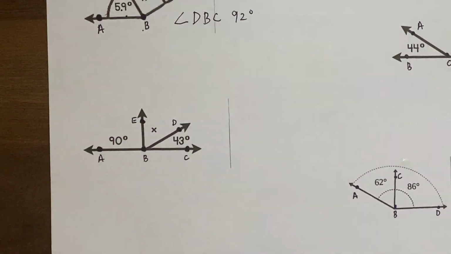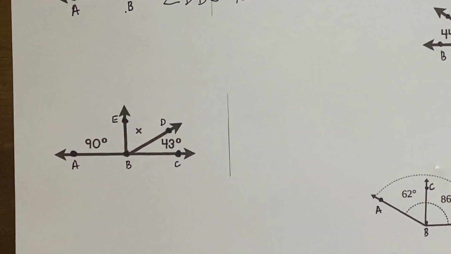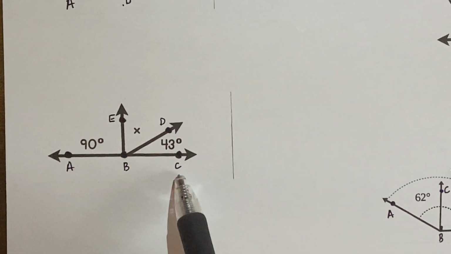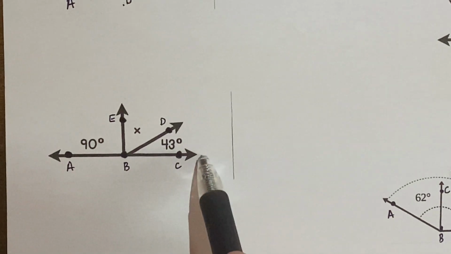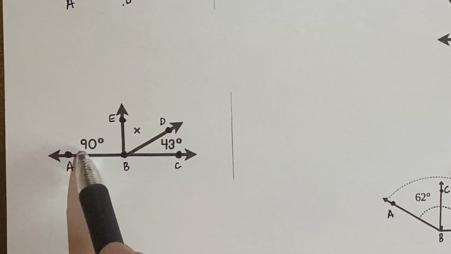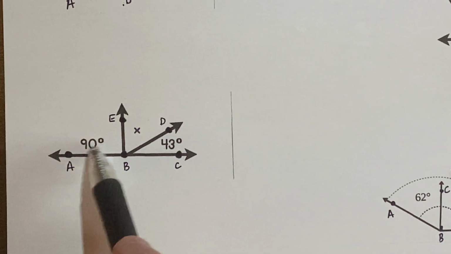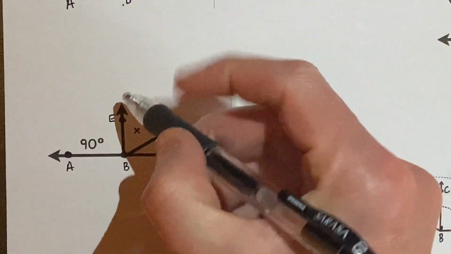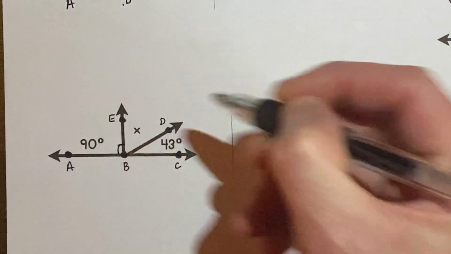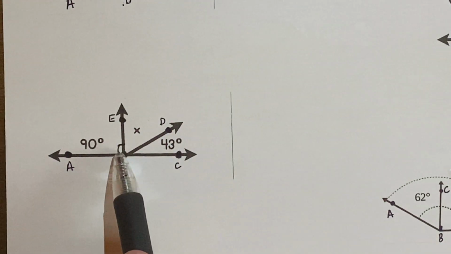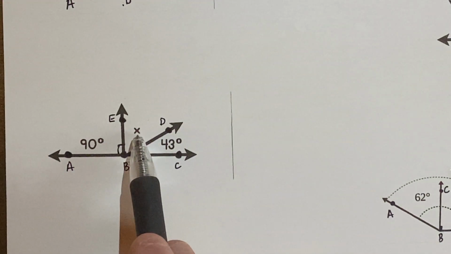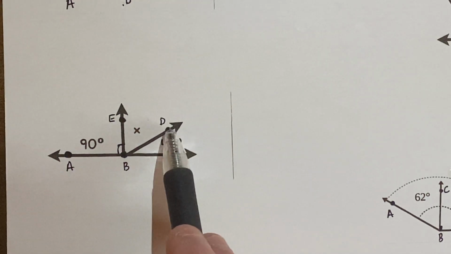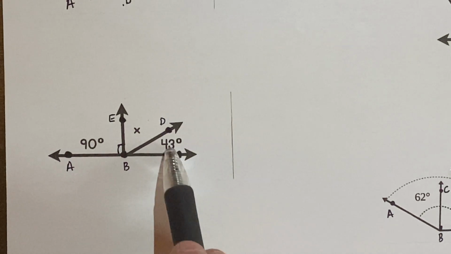So if we move on to this next one, the first thing I notice is it's an open line. A to C is 180 degrees. And I know right here, they've already told me this is a 90-degree angle. This is a right angle, perfectly 90. I would even draw a little box because it just helps me think it out. This is 90 degrees. They want me to figure out what X is. And they're telling me that part of this angle right here, angle DBC, is 43 degrees.